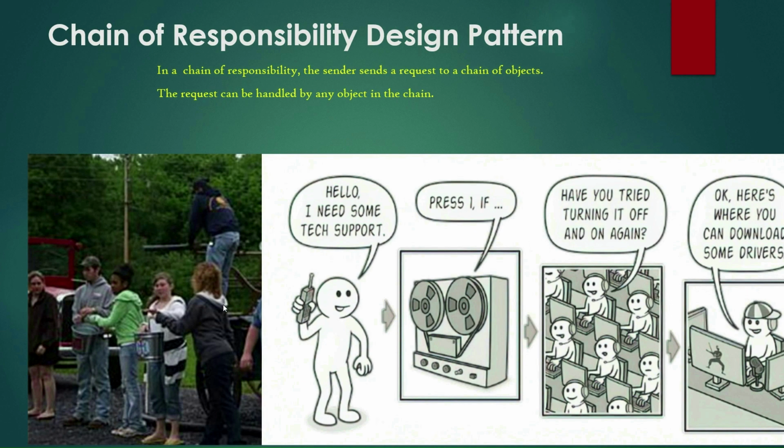So this is also a kind of case where I'm sending the request and different objects, different departments, are handling it. If the first department is not able to handle it, they will transfer it to the next department. If that object is also not able to handle it, then they will transfer it to the other object. So this is the chain of responsibility, right? Every object is responsible for handling the request.